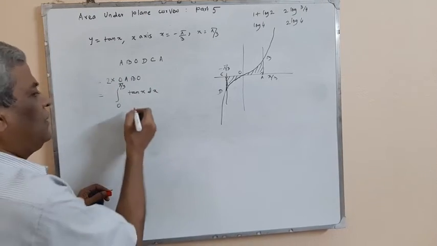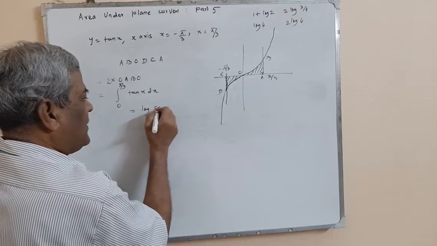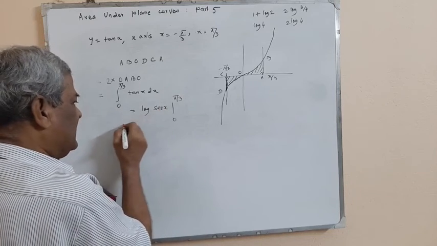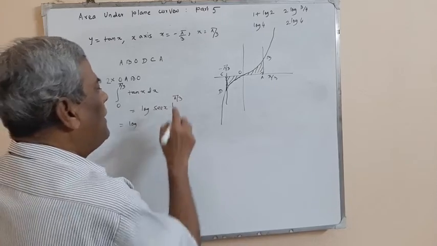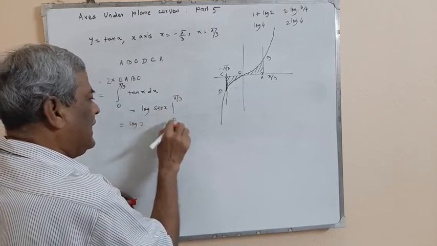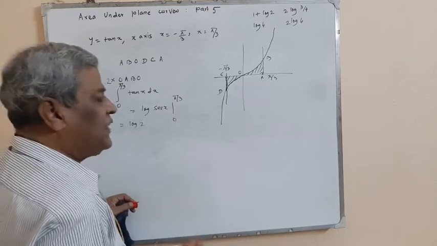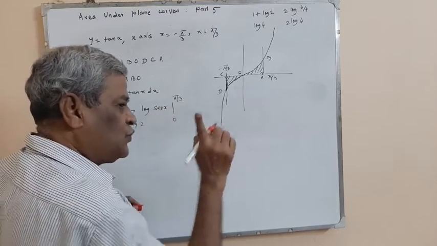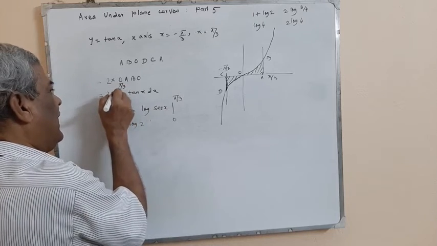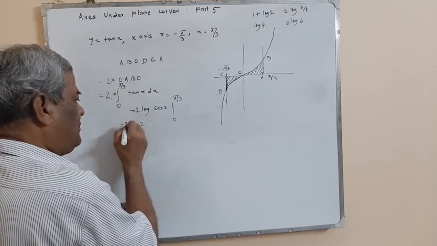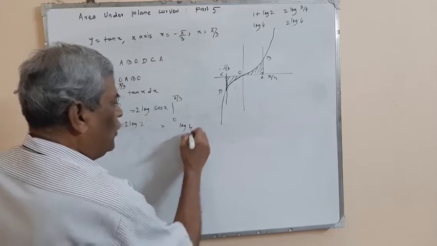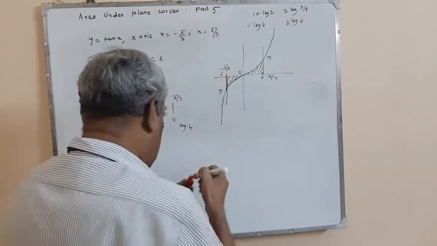Now it is very simple. So it is log sec x from 0 to pi by 3. So that it is equal to log of sec pi by 3, that is 2, minus, when I put lower limit x is equal to 0, log sec 0. Sec 0 is 1, so that it is 0. So this is equal to log 2, and outside there is a factor 2, so that it is equal to log of 4, 2 square, log of 4. So log 4 is correct answer. Option C.